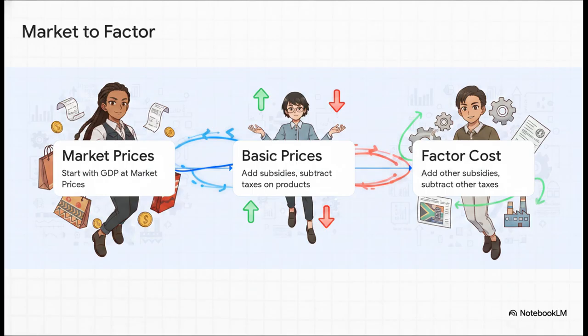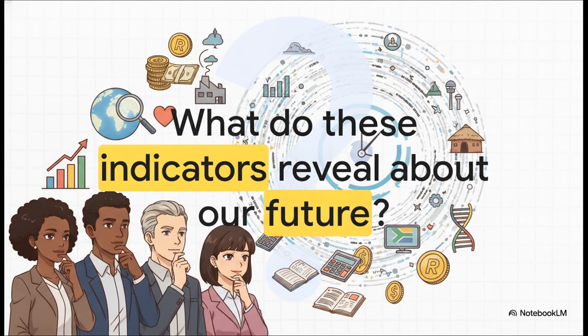To go even further back to the raw factor cost, the actual baseline cost of rent, wages, and profit, you add other subsidies on production and subtract other taxes on production. Practice this sequence over and over until it is second nature. Before we wrap up, here's a massive Section C essay structure tip for you. Always define your economic and social indicators in your intro, use real South African examples like our incredibly high Gini coefficient in the body, and conclude with an evaluation of our overall performance.